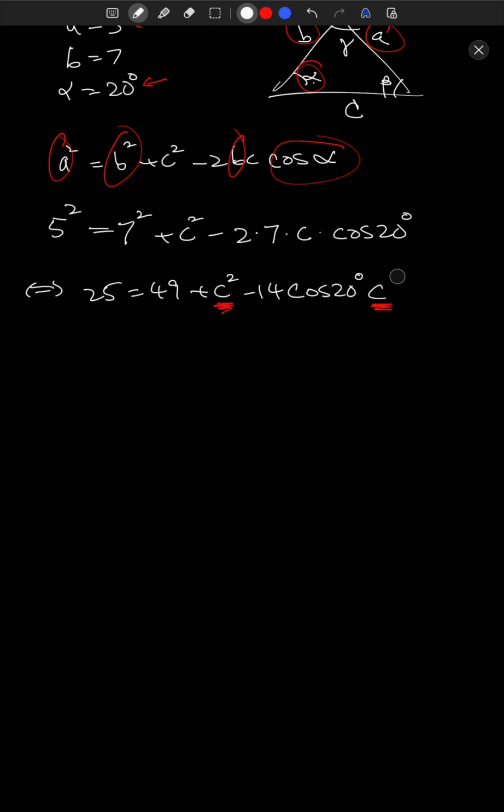That's a c. And so what we have is a quadratic equation. C squared, c, that's a constant. How do we solve a quadratic equation? We throw everything to one side, right? So we end up with c squared minus 14 cosine 20 degrees c, let me put parentheses around this one here.